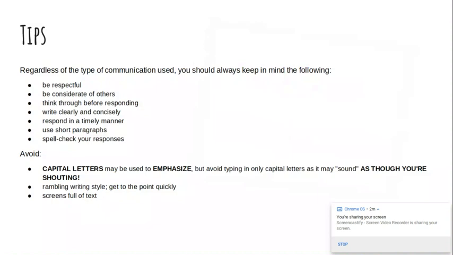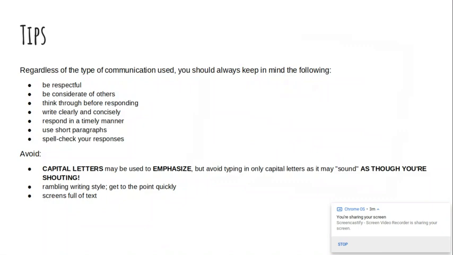Use short paragraphs, like in replying to emails. Of course, if you're asked to do a longer assignment, the paragraphs would not be so short. And spell check. As shown before, avoid capital letters. They may be used to emphasize, but you should avoid typing in all caps because it is like you're shouting.